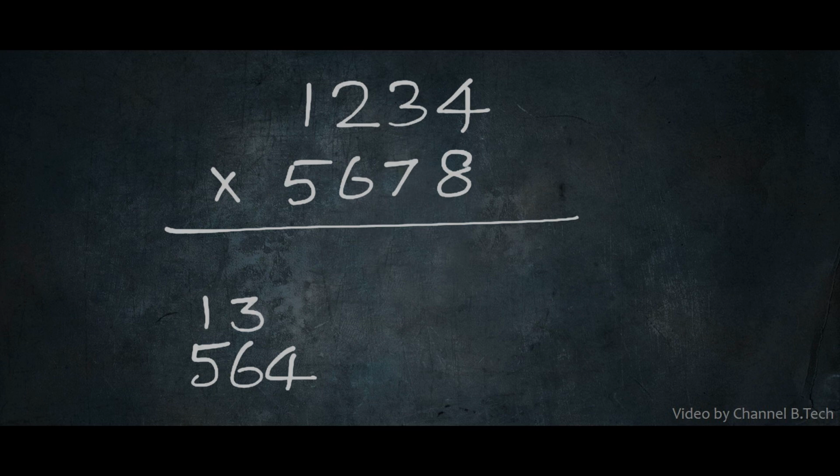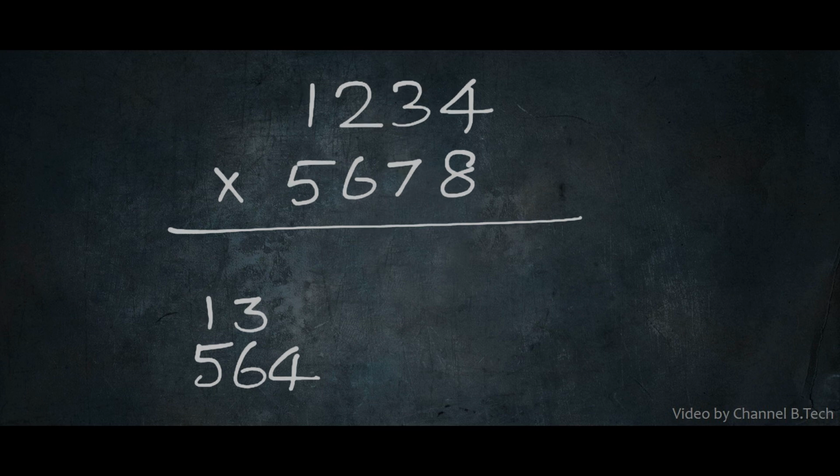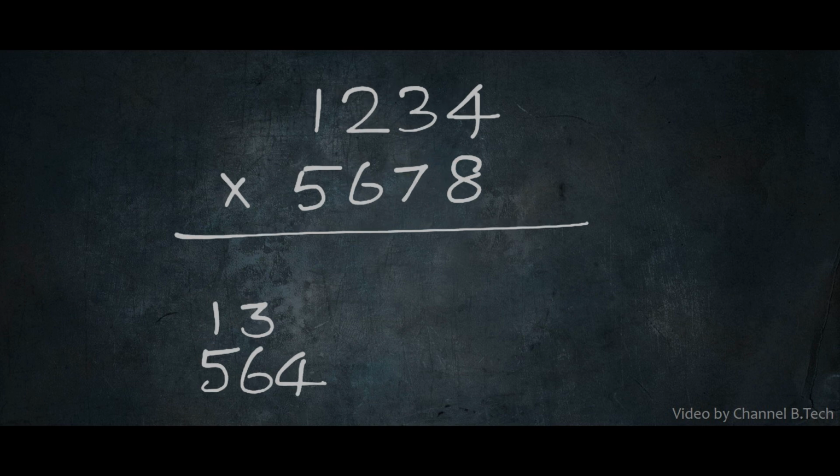Now if I multiply 1 and 8, I get 3 zeros. Or if I multiply 2 and 7, I get 3 zeros. If I multiply 3 and 6, I get 3 zeros. Or if I multiply 4 and 5, I get 3 zeros. So all this has to be considered as the next set. So 1 into 8 is 8. 2 into 7 is 14.